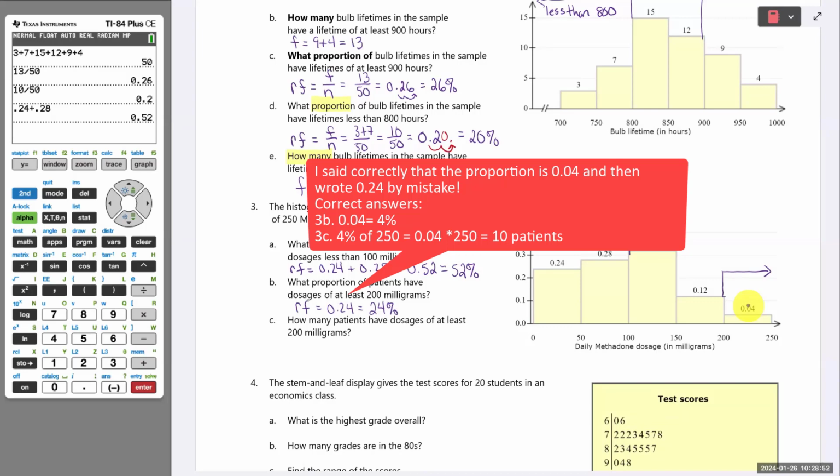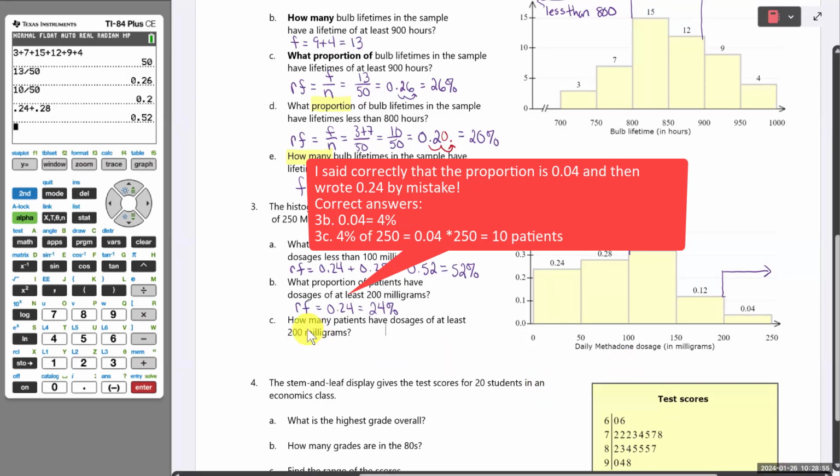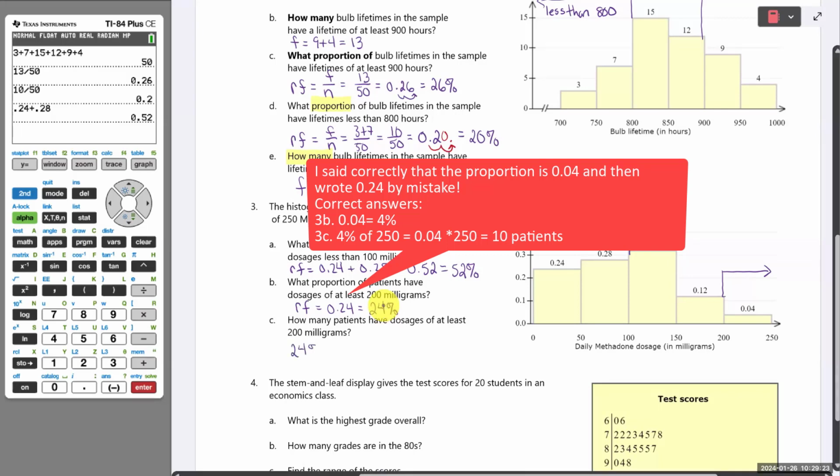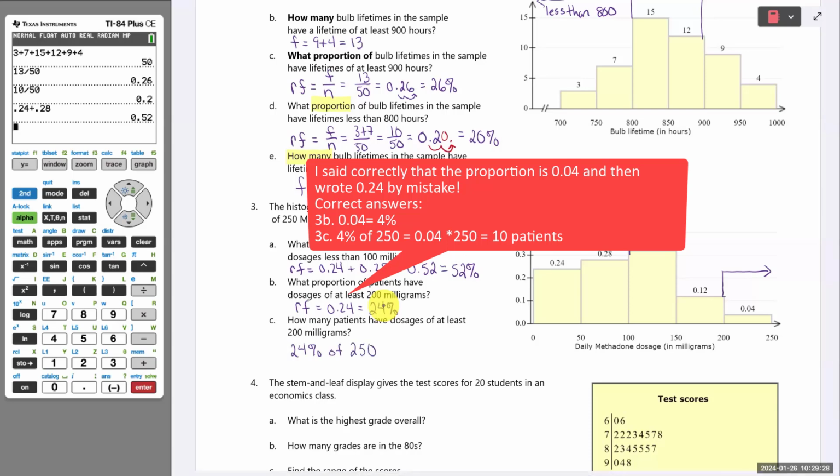Okay, and now it says how many patients have dosages of at least 200 milligrams. All right, so in this case, we're going to need to know how many patients are in the study. We can't tell that from the histogram, but they do tell us here in the given information, 250. So the proportion of patients that had dosages of at least 200 is 24%. So we need that proportion, 24% of those 250 clinic patients.